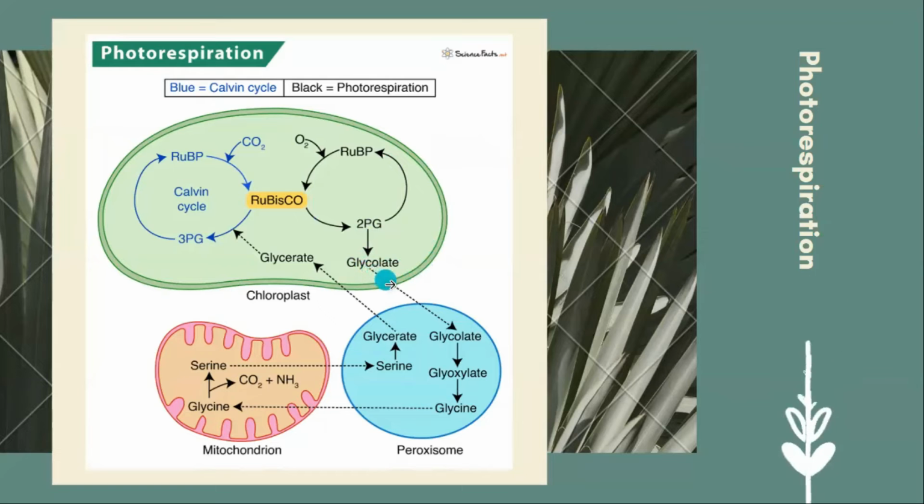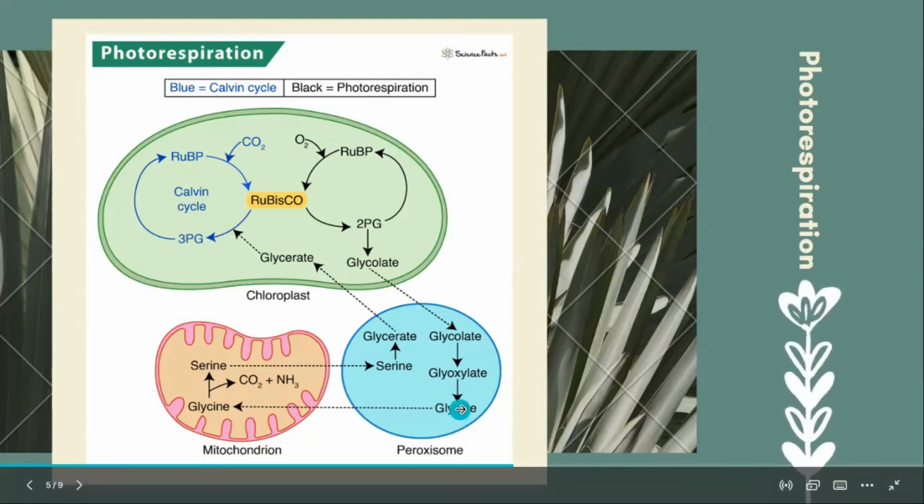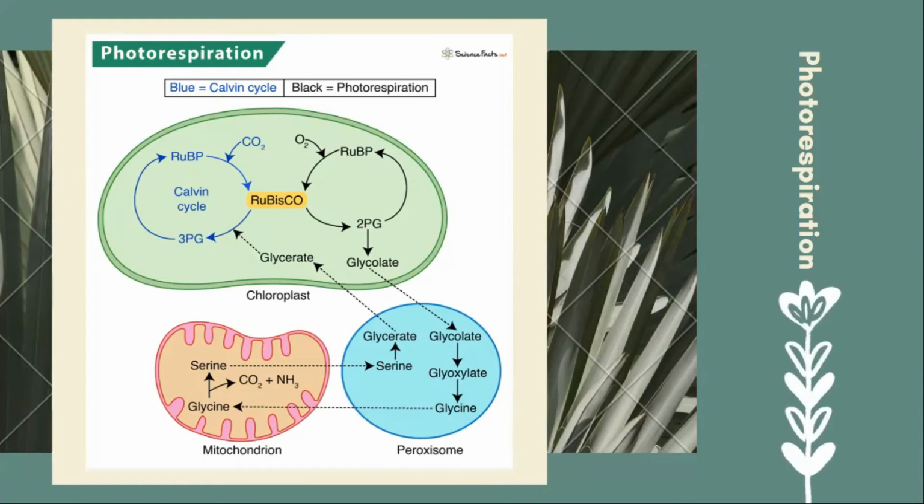Glycolate is then transported from the chloroplast to the peroxisome. Here, in the peroxisome, it is then metabolized to glyoxylate by the enzyme glycolate oxidase. This reaction consumes O2 and generates the toxic molecule H2O2, which is later detoxified by the enzyme catalase, regenerating O2. Then the two glyoxylate molecules are converted to glycine in a transamination reaction, with glutamate acting as amino donor for one glycine and serine as an amino donor for the second glycine.